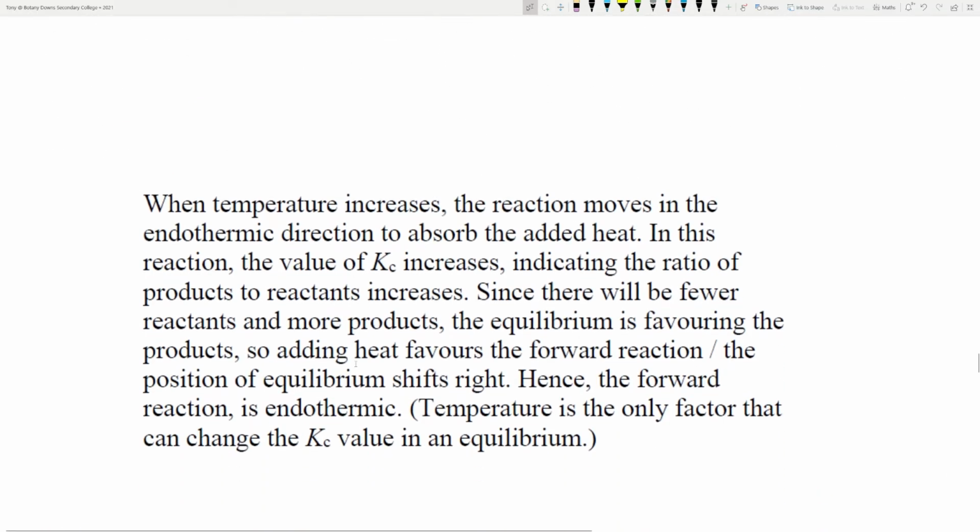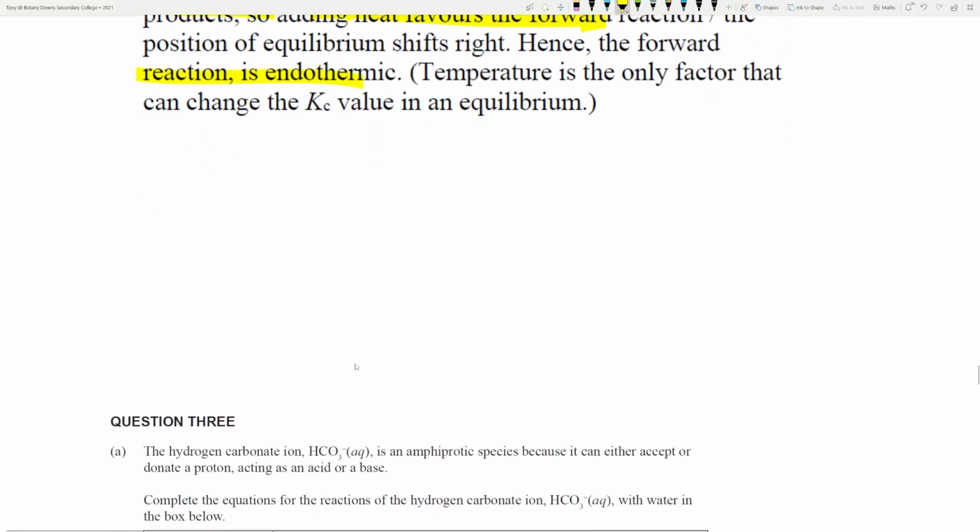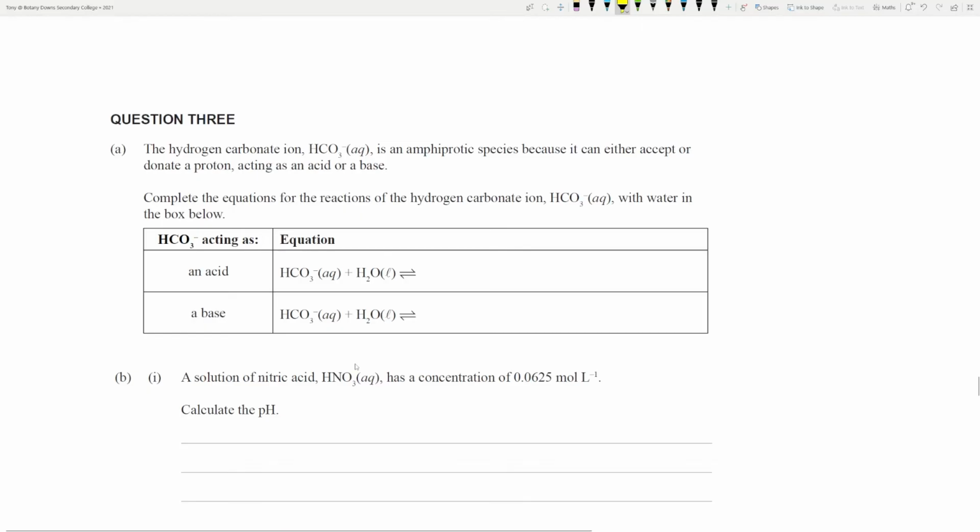Okay, so you just need to break it down to two parts. Temperature increases favor endo to absorb the energy. Kc increases, that means we got more products, so we're favoring the products. So increasing heat favors the forward reaction, therefore the forward reaction is endothermic. Very nice and easy. Once you get your head around this endothermic, exothermic stuff, it's going to be a walk in the park.